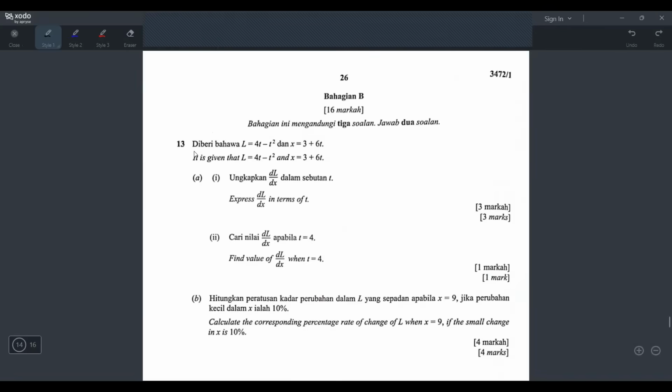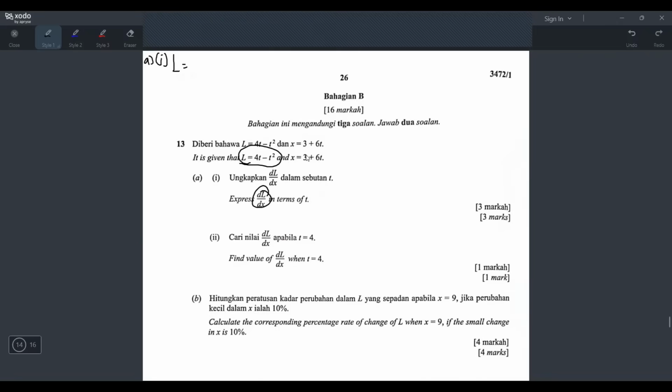Okay, let's go. Number 13. It is given that L equals this, x equals this. Express dL/dx in terms of t. So I will write my working here. If you want to find dL/dx, you need to have an equation for L in terms of x first. If you have the L in terms of x equation, then you can find dL/dx. If you look at this equation, it's L in terms of t. And this one is x in terms of t.